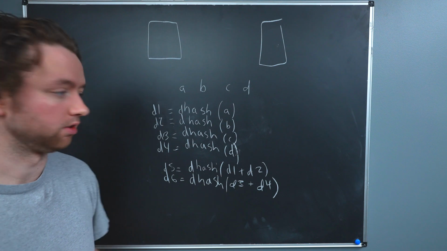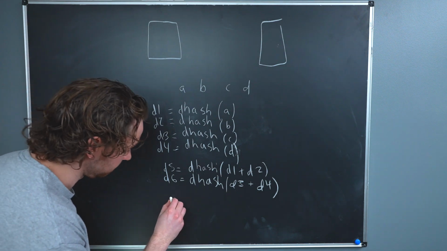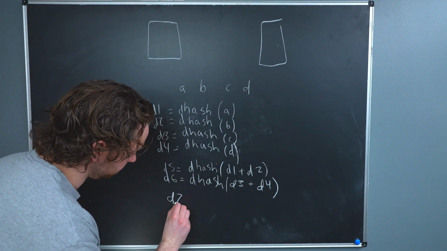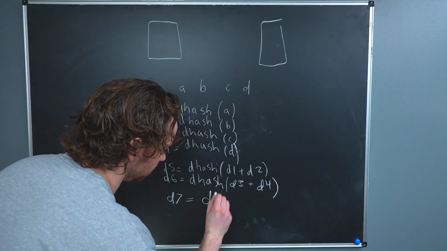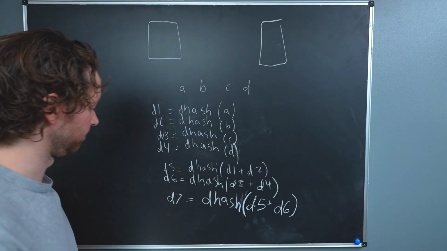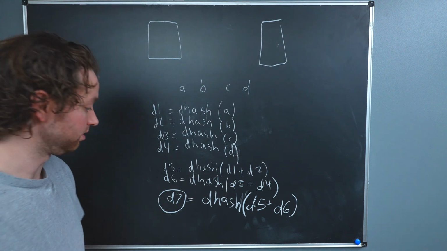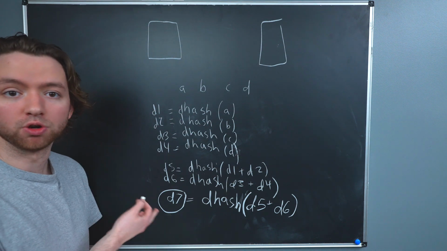All right, we're getting closer. We're down to just 2 now, but we still just need to get 1. So let's say D7. And that's going to be the double hash of D5 and D6. All right, there we go. And this value, that final hash value, is the Merkle root.